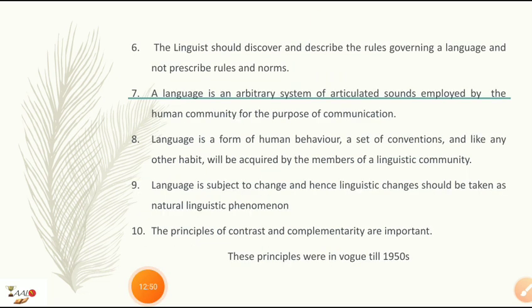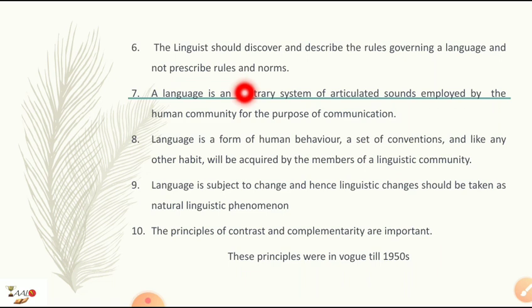Now, the next point is somewhat similar to what we learned in descriptive grammar. That is, the linguist should discover and describe the rules governing a language and not prescribe rules and norms. A linguist must discover a language. He must be able to describe the rules governing a language, and he should not be prescribing rules and norms. Like in your Wren and Martin textbooks, or in the early grammar textbooks that you learned at elementary level, there you were prescribed a set of rules and you were forced to follow them.